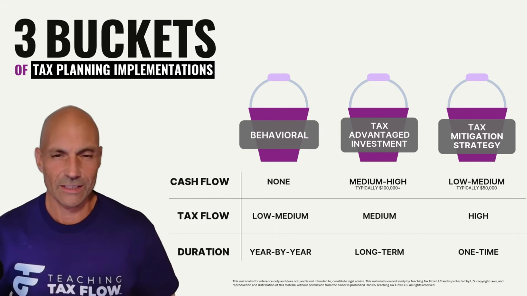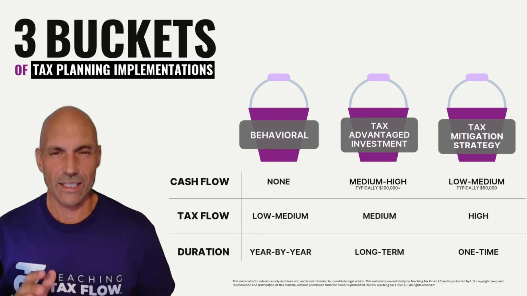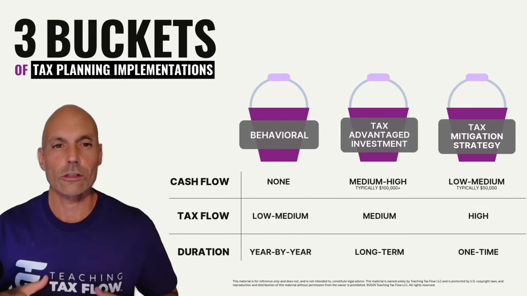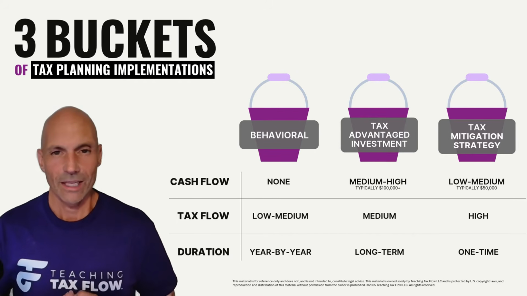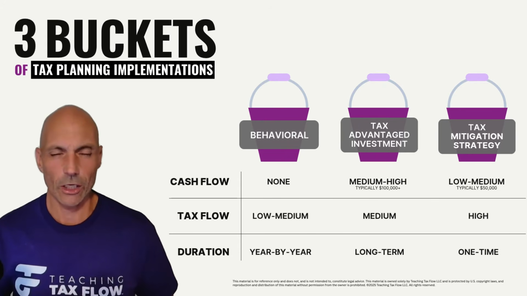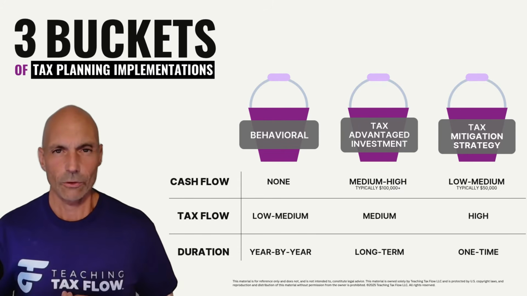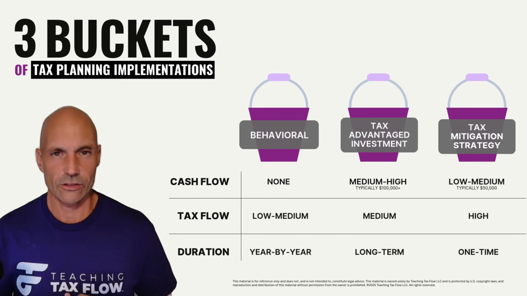The second bucket is tax-advantaged investments. Now, these tax-advantaged investments do require a larger amount of cash flow, which is basically tax cash deployment. And that's typically, for most, going to be $100,000 or more for each type of tax-advantaged investment.